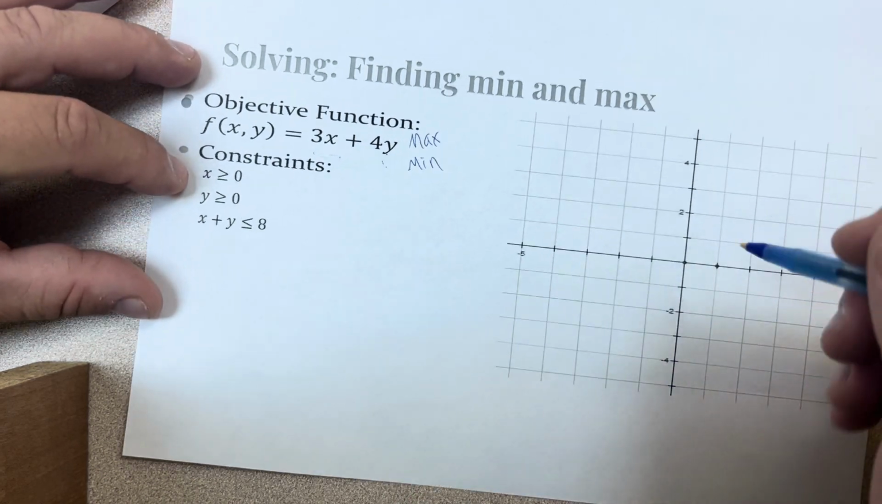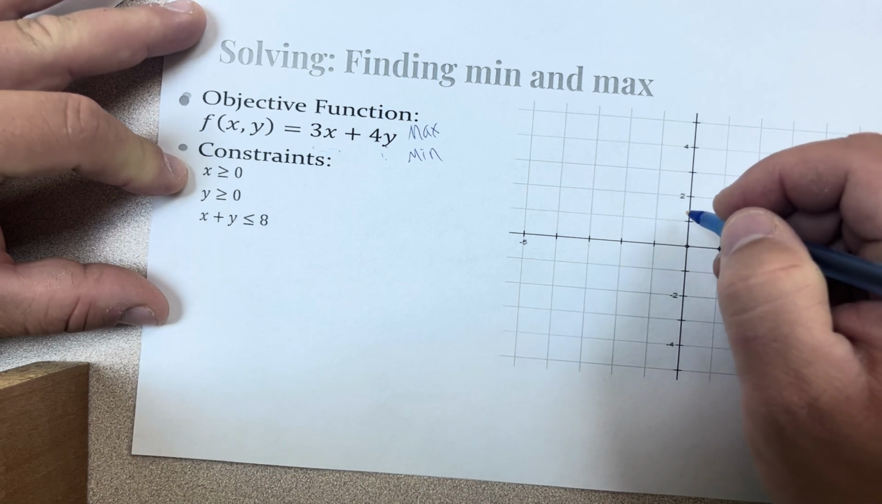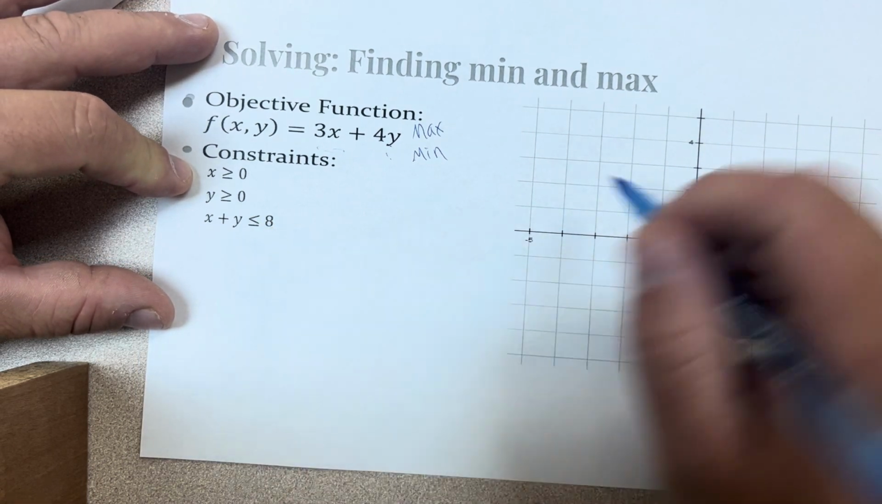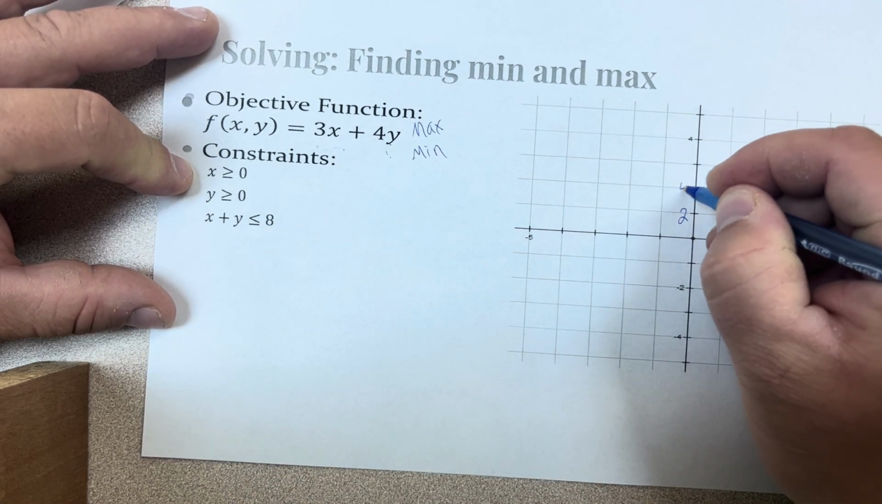So we go ahead and we graph our inequalities. And I'm going to go ahead here, since I've got a big number like 8, I'm going to go by 2s on my graph.